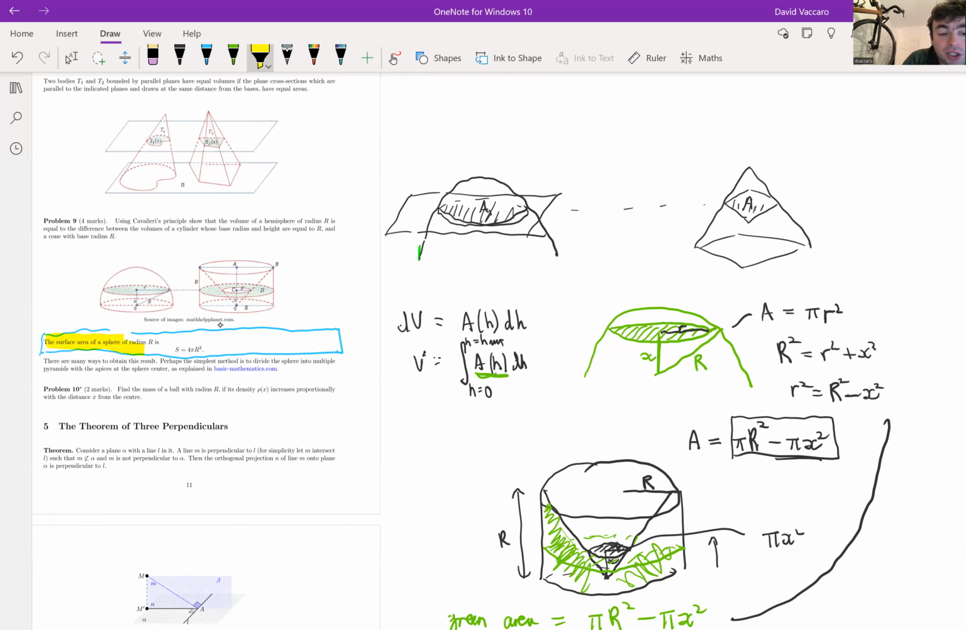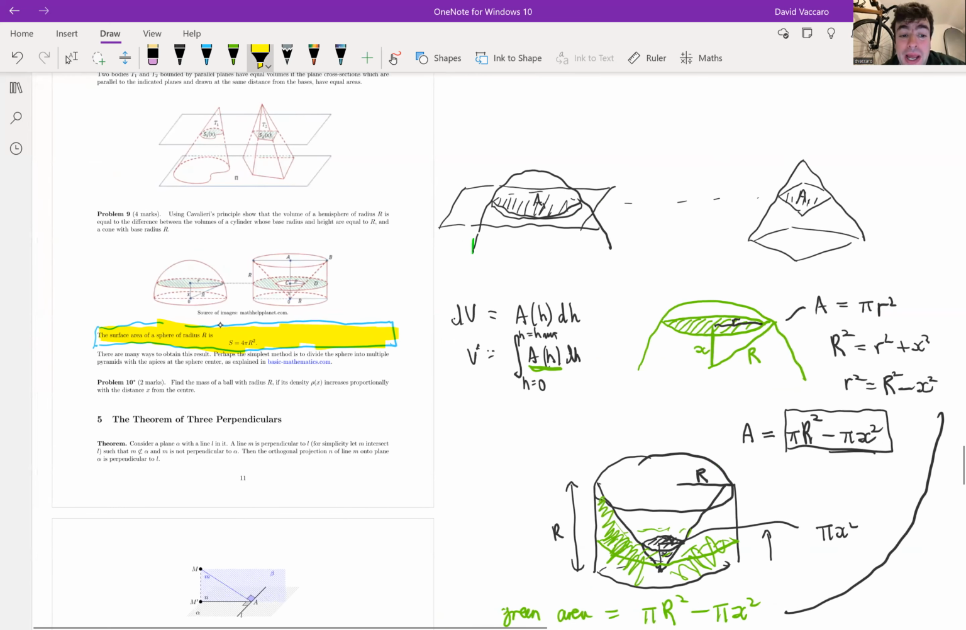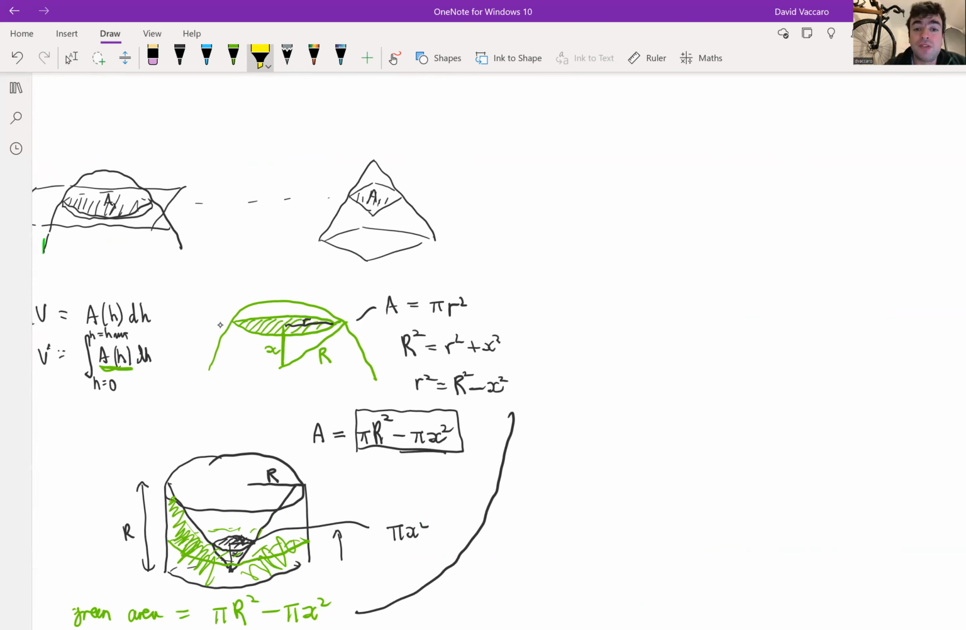I just want to look at this comment on the sheet where it says the surface area of the sphere of radius r is 4 pi r squared. And then it says there are many ways to obtain this result. Okay, and then it gives a suggestion. I can give a much simpler way of obtaining this result than the one which they gave. Can anybody else think of a simpler way of going from the volume of a sphere is 4/3 pi r cubed to the surface area of a sphere is 4 pi r squared?